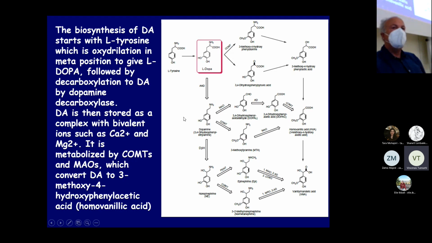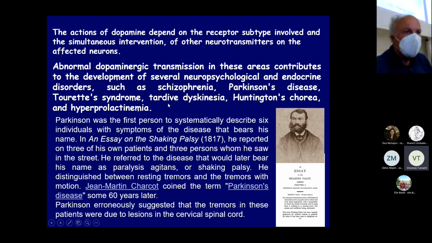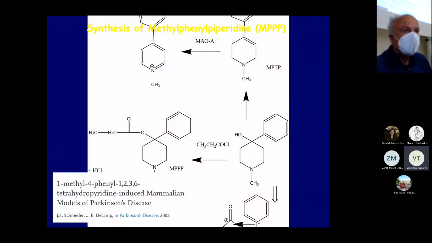Dopamine is not able to cross the blood-brain barrier, so we can administer L-DOPA. L-DOPA is able to cross the blood-brain barrier thanks to the presence of a specific transport system dedicated to amino acids, and in this way, L-DOPA can be transformed into dopamine inside the CNS. But this type of approach has a problem. See here.